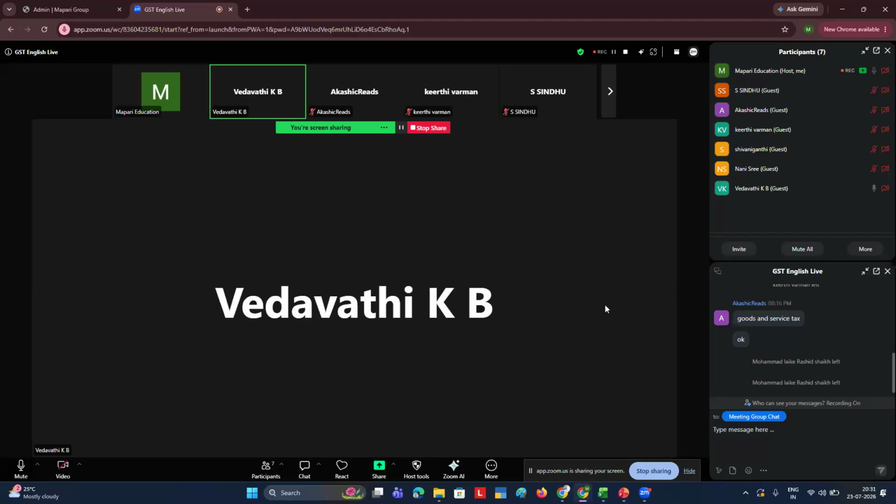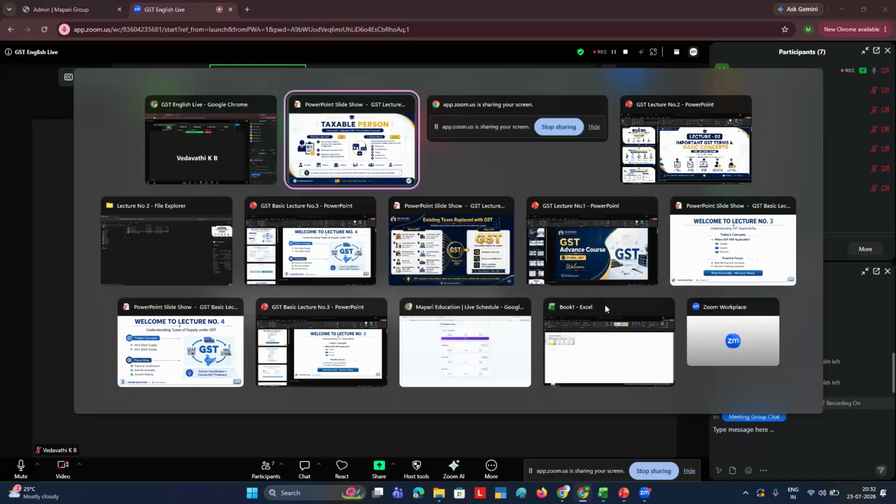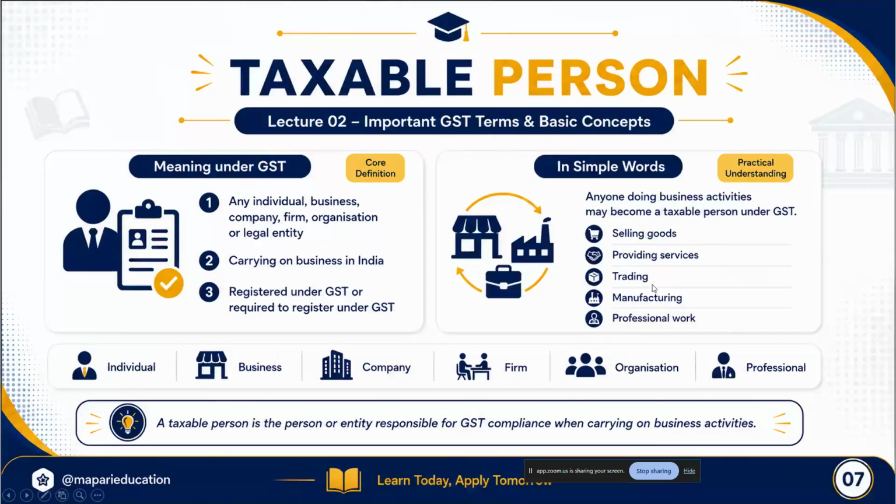Yes, sir. I become a taxable person now. Because I'm liable now, I have to pay the taxes. This liability is created on me by default. Got it, everyone? So this was the concept of taxable person and registered person.